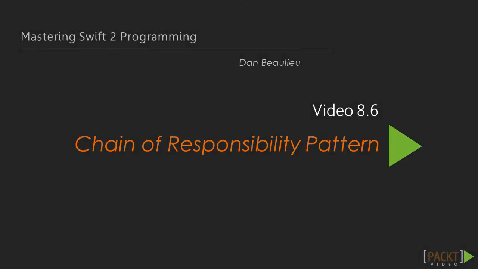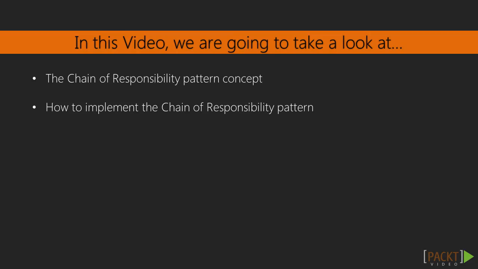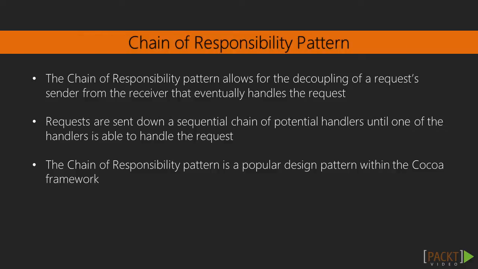In the previous video, we looked at the facade pattern. In this video, we're going to apply the chain of responsibility pattern to the repository API we saw in our last video. The chain of responsibility pattern allows for the decoupling of a request sender from the receiver that eventually handles the request.